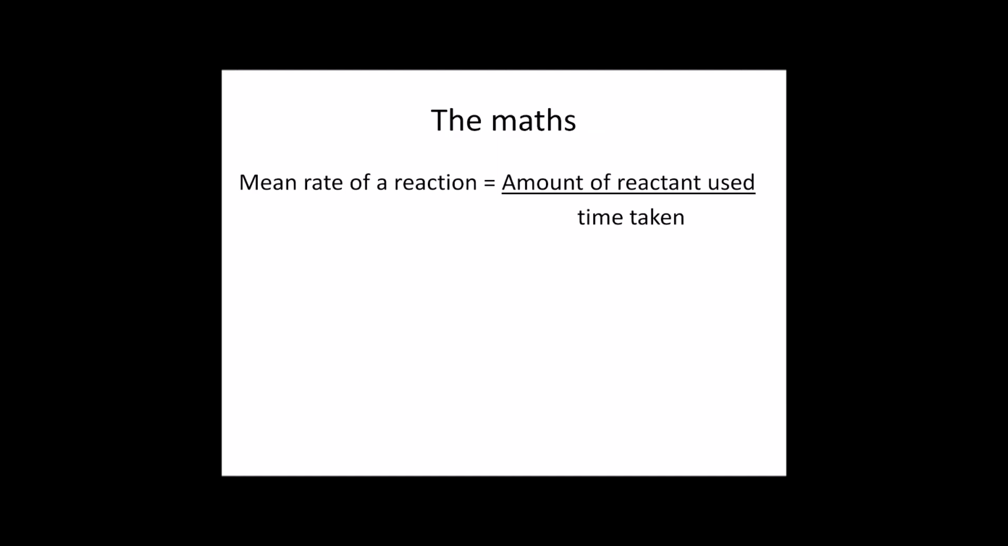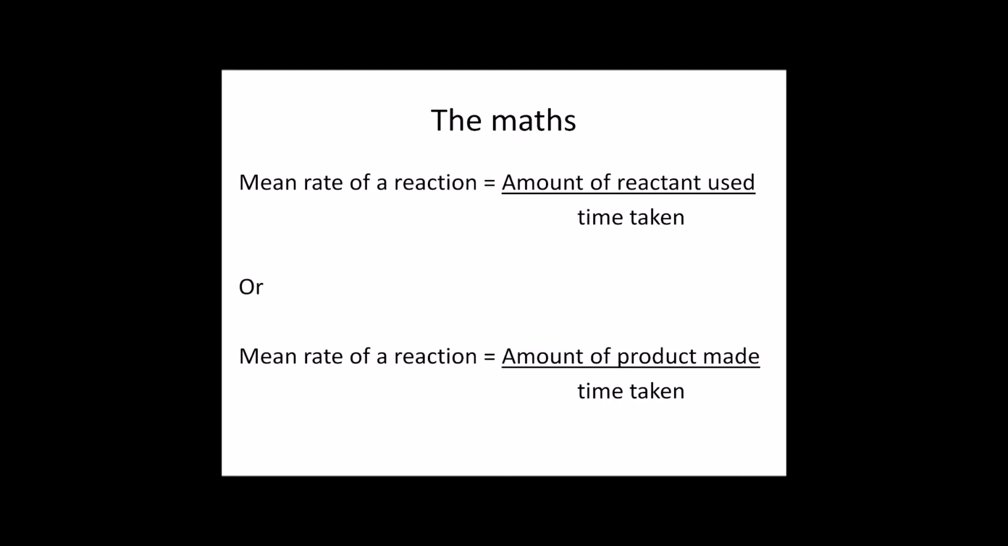So next thing is we're going to come to some maths. The mean rate of a reaction is the amount of reactant used divided by the time taken to use it, or it's the amount of product made divided by the time to make that product. You need to be able to use these equations. It's quite easy to do.